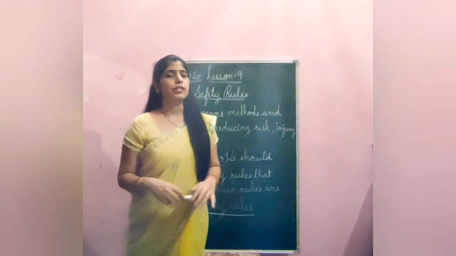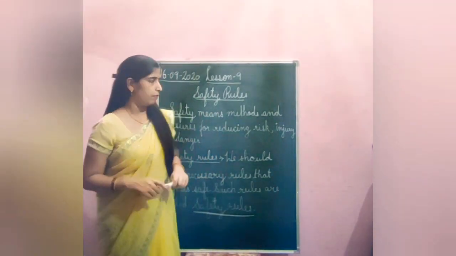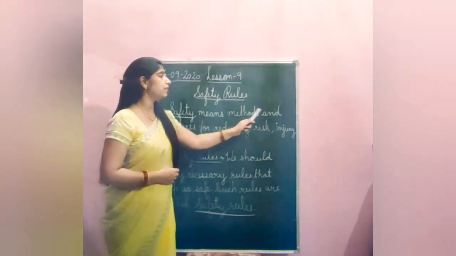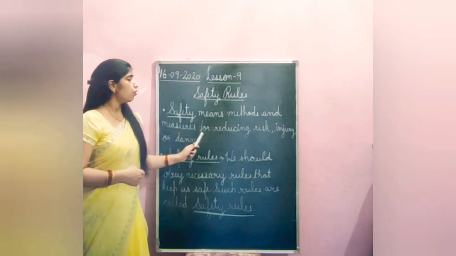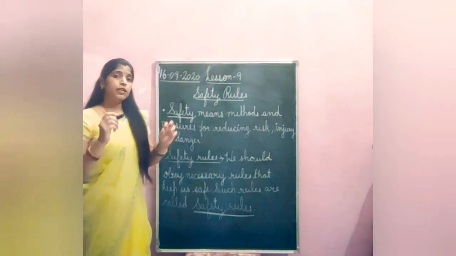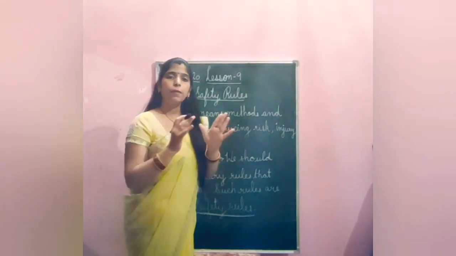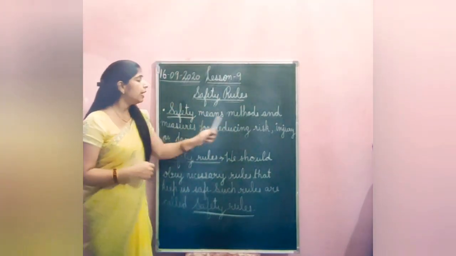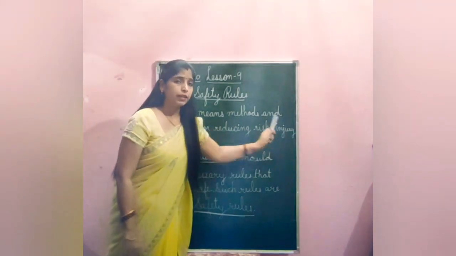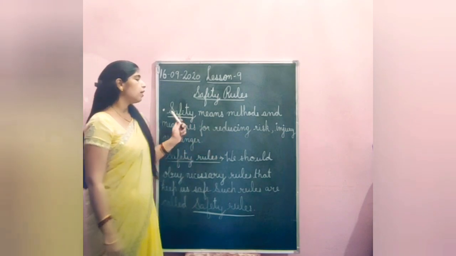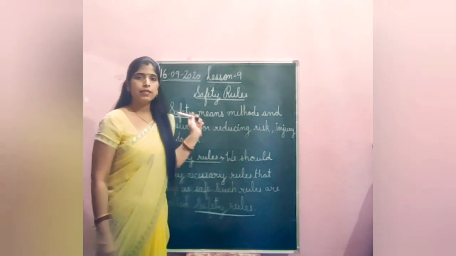So before studying this, let's study what is safety. As I told you children, safety means the methods and the measures for reducing risk, injury or danger. The measures or the methods which we follow so that we should not be at risk, we should not get injured, we should not be in danger. So those measures come under safety.